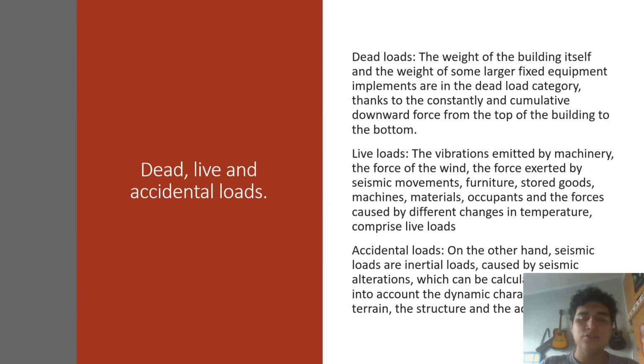Well, now we have three kinds of loads: dead, live, and accidental. First, the dead loads. The weight of the building itself and the weight of some larger fixed equipment are in the dead load category, due to the constant and cumulative downward force from the top of the building to the bottom. Here, as we can see, the building has a weight from itself and all of the structural elements that it has. So the building must be strong enough to support all of this.